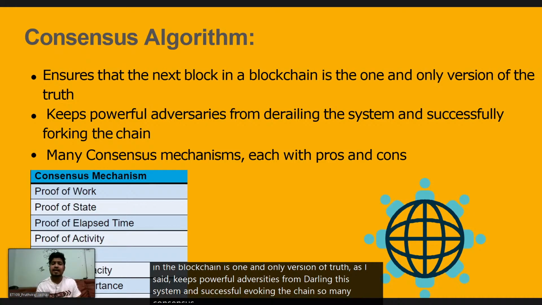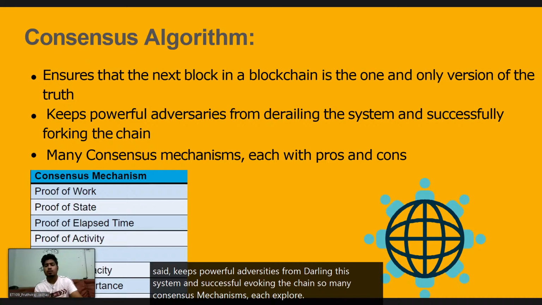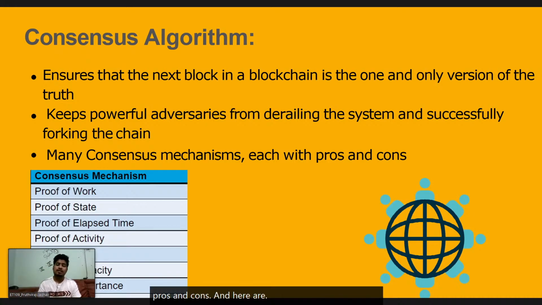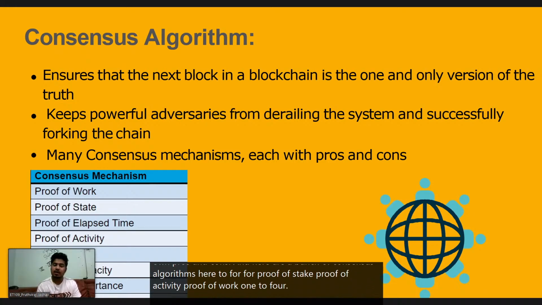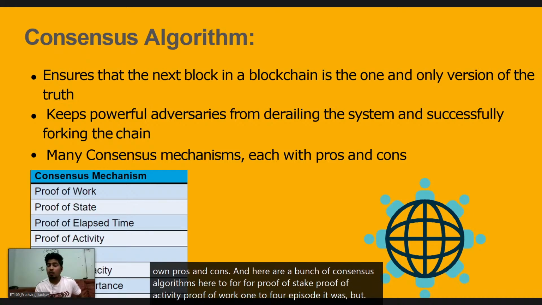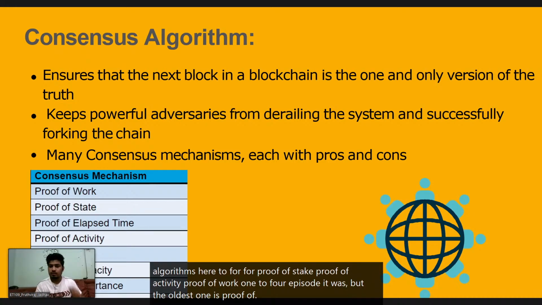So there are many consensus mechanisms, each with its pros and cons. And here are a bunch of consensus algorithms: proof of work, proof of stake, proof of activity, proof of burn, proof of capacity. But the oldest one is proof of work, which Bitcoin currently uses.